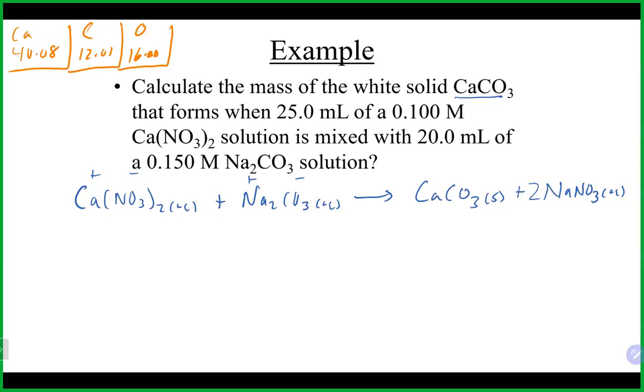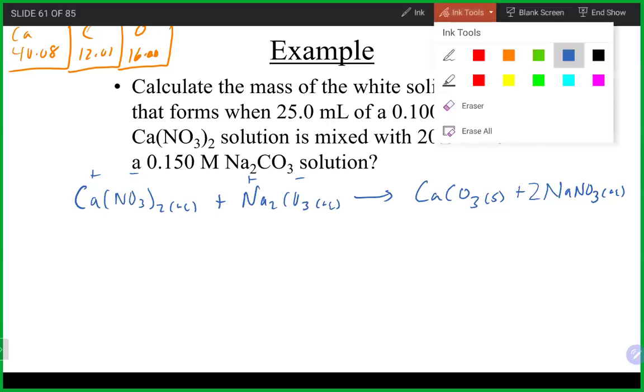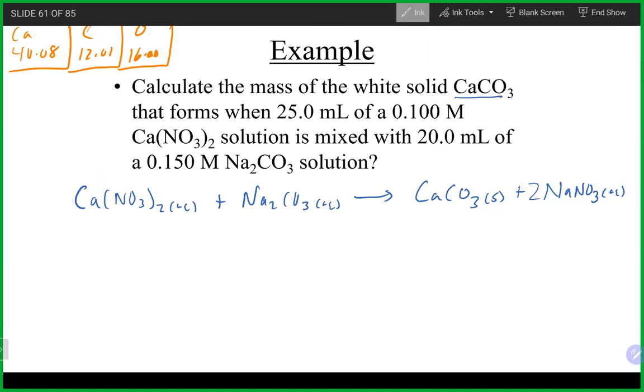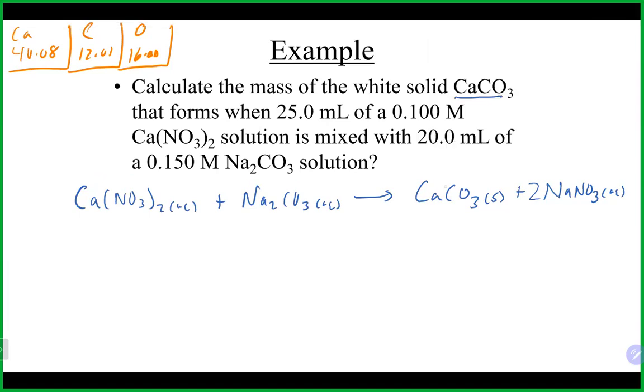So again, just switching partners, putting things together properly like we did with nomenclature, and then balance the equation. Now we want to look and see what was given to us in this problem. We are definitely looking for the grams of calcium carbonate. We have 25 milliliters of calcium nitrate, and it is 0.1 molar. We also have 20 milliliters of sodium carbonate, 0.15 molar.